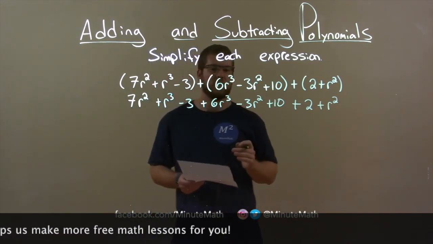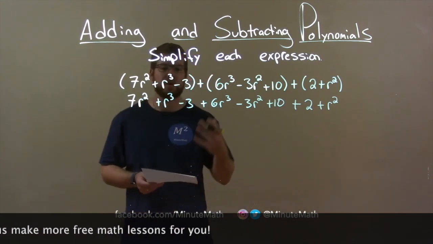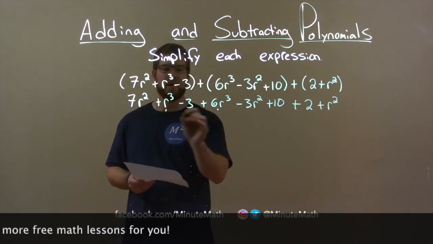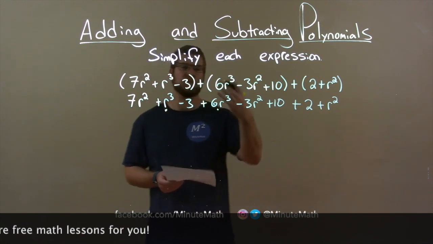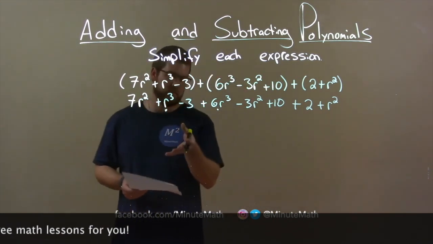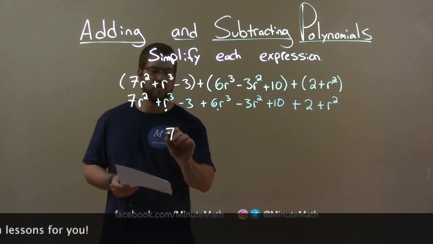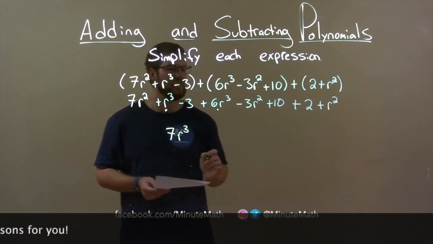My highest degree I see is r to the 3rd power. And I see only 2 of them, one here and one here. And I put dots underneath to show that I've used that term, or I'm about to combine it here. 1r to the 3rd plus 6r to the 3rd is a 7r to the 3rd.